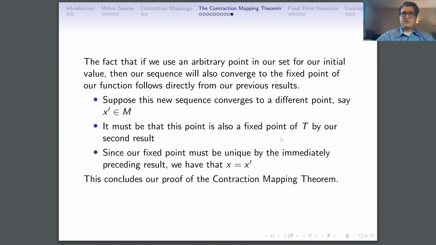Now our final step follows pretty easily from our previous results. So the fact that if we use an arbitrary point in our set for an initial value, our sequence will converge to the fixed point. We can simply suppose that a new sequence converges to a different point, say x prime. It must be that this point is also a fixed point of T by our second result. And then since our fixed point must also be unique, we have that x is equal to x prime. And so really we are done with our proof of the contraction mapping theorem.